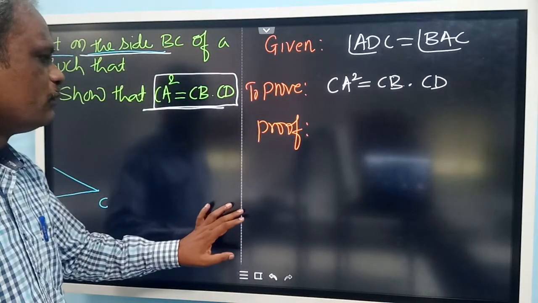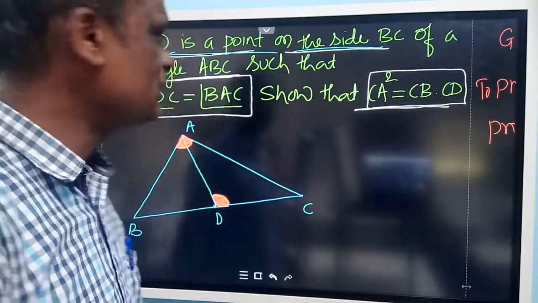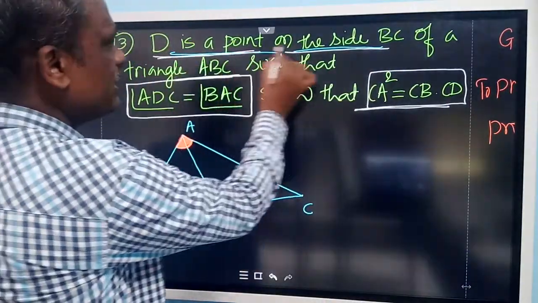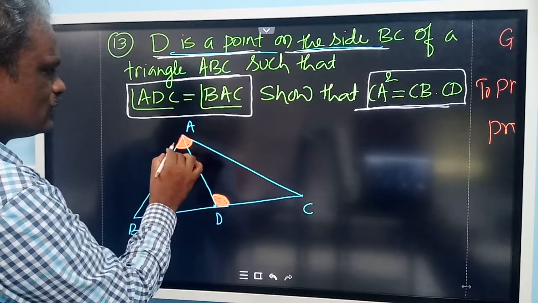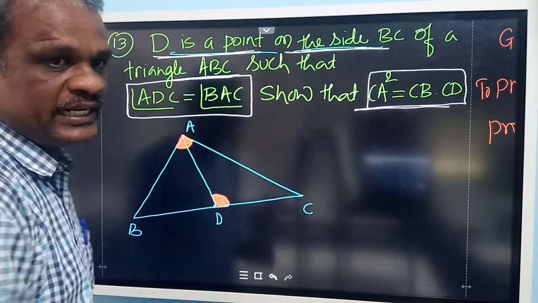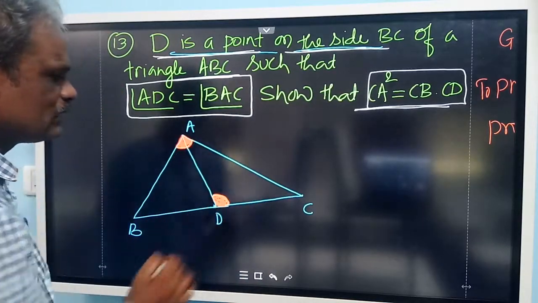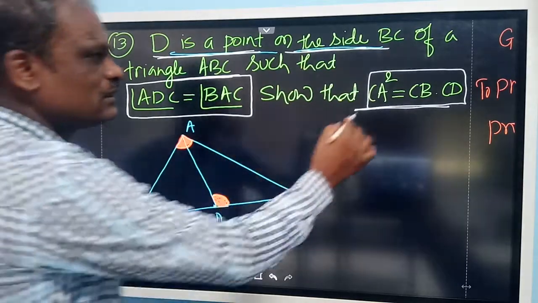Next, go to the proof. Look at this, what is given and what you have to prove. First, understand this. D is a point on the side BC of triangle ABC, with the condition angle BAC is equal to angle ADC. So using this, you have to prove that CA square.